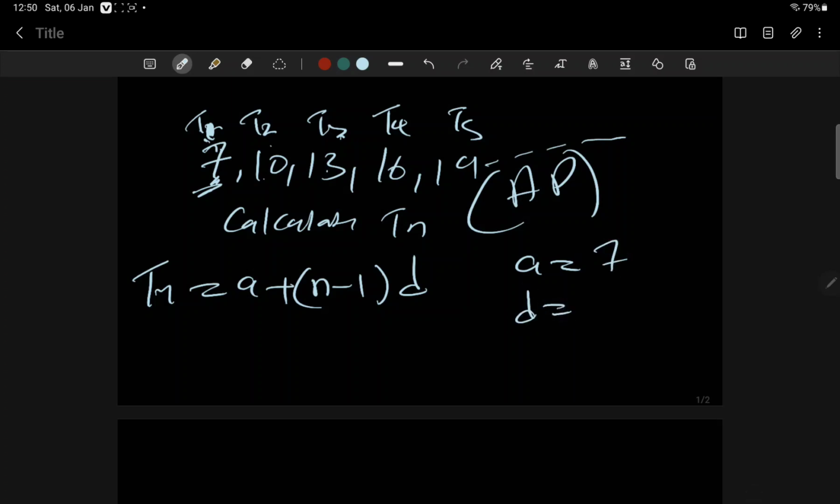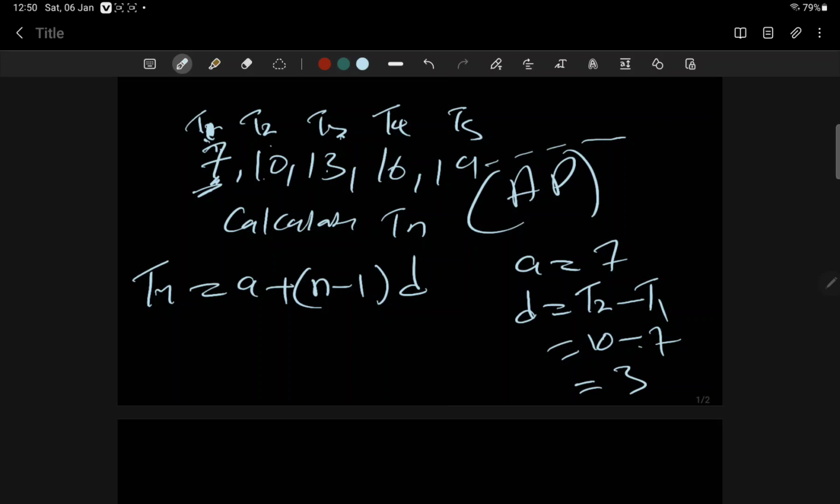D is the common difference. And remember, since we're given that this sequence is an arithmetic progression, we don't have to prove the common difference, because it is given that this is an arithmetic progression. So we're confident that it is. So how do we get the difference? T2 minus T1. What is T2? 10. What is T1? 7. 10 minus 7, that is 3.